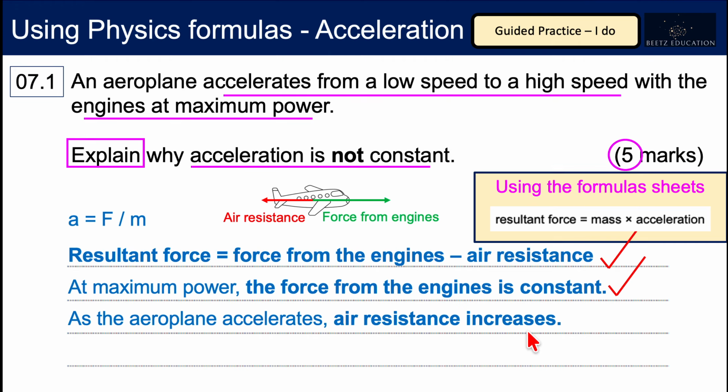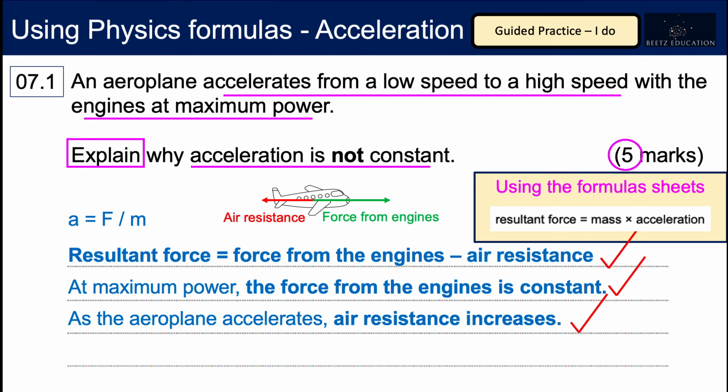When an object accelerates, air resistance will increase as the object gets faster and faster as part of its acceleration. So this arrow would continually get bigger and bigger until it eventually matches the force from the engines. That would be terminal velocity being achieved there. But nevertheless, let's continue. So we've got air resistance increases.